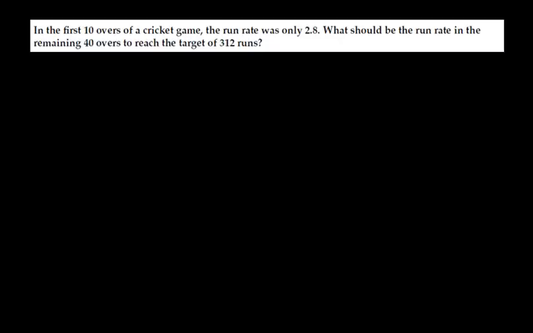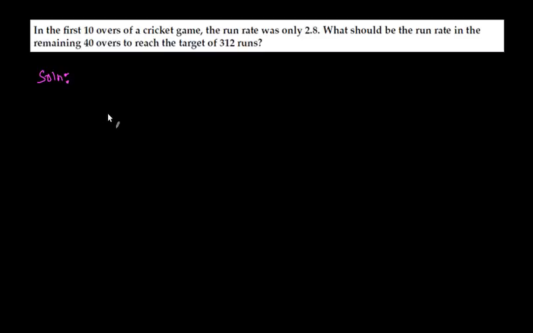The problem statement is: in the first 10 overs of a cricket game, the run rate was only 2.8. What should be the run rate in the remaining 40 overs to reach the target of 312 runs? Okay, so what is given is there's a certain amount of runs scored at the end of the 10 overs at a run rate of 2.8. So first of all we have to know the amount of runs scored, right?